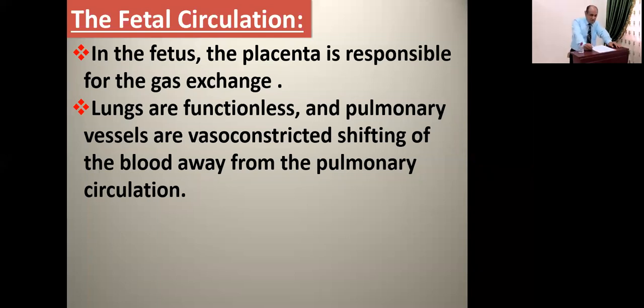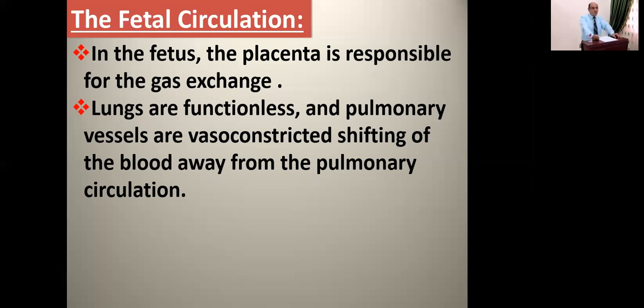Because of the severe or complete vasoconstriction of the pulmonary circulation, the pulmonary vascular resistance is much higher than systemic vascular resistance in the fetus. And this will result in the shifting of the blood from the lung, or pulmonary circulation, to the systemic circulation because of the gradient in the vascular resistance. As you know, the blood flows from the high vascular resistance to the low vascular resistance. So because of this very high pulmonary vascular resistance, because of the vasoconstriction, the blood will be shifting away from the lung in the fetal circulation.